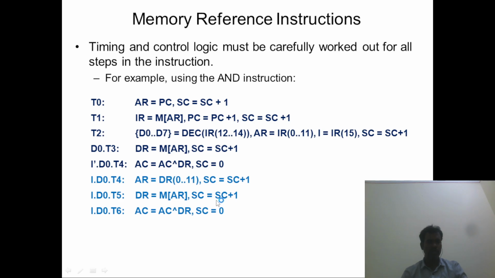In T4 it will execute in the direct addressing. Indirect addressing mode needs 2 more clock cycles. Calculate the address in one cycle. In the next cycle, it will transfer the data into the DR. And in the third cycle, the T6 clock cycle, it will perform the AND operation.